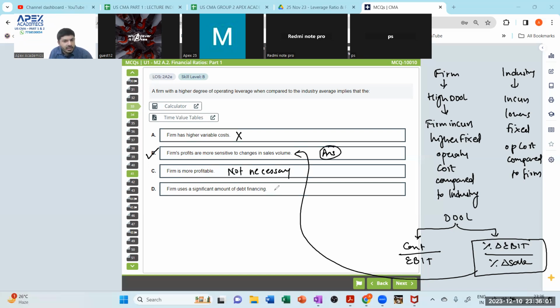The firm has a significant amount of debt financing. This is degree of financial leverage if it is using debt financing, not degree of operating leverage. So this is not your answer. What is your answer? Your answer is option B. Take a screenshot, please. Done, sir. This is your answer right here.